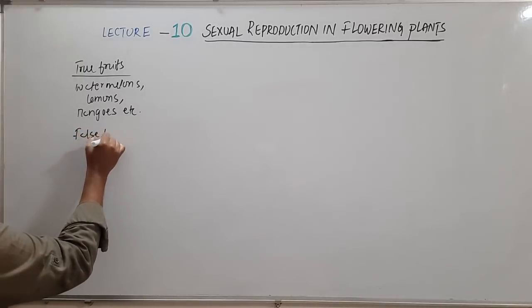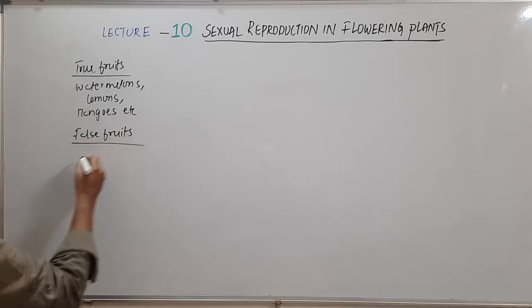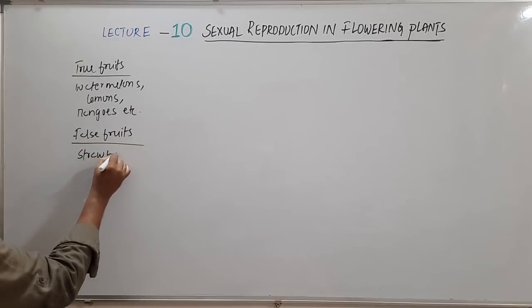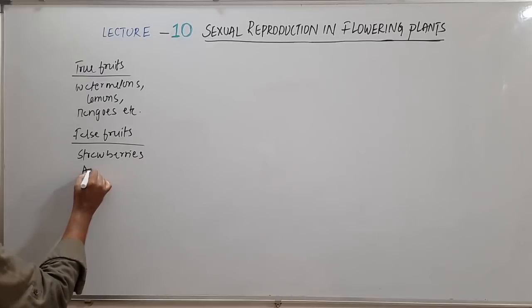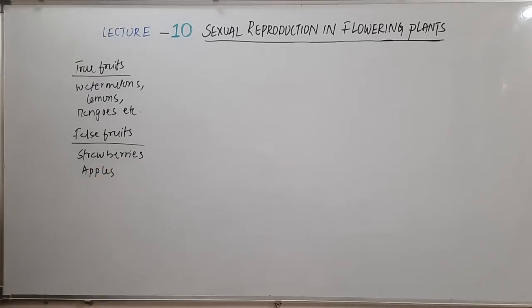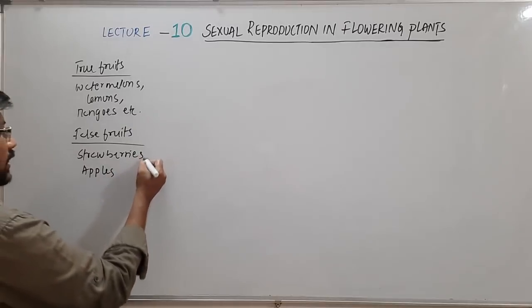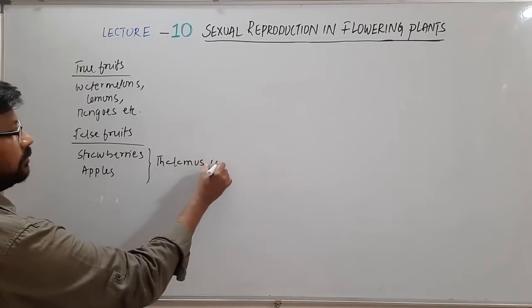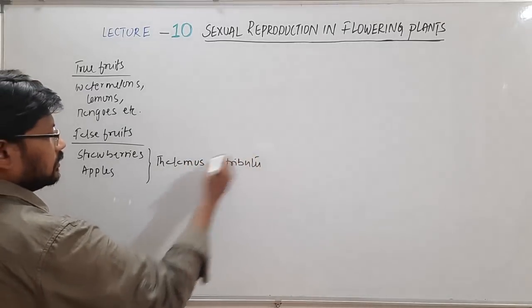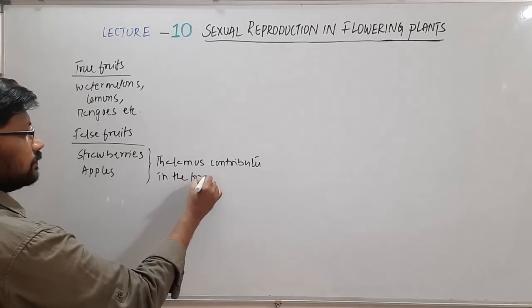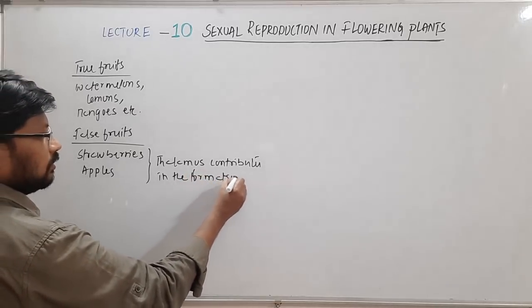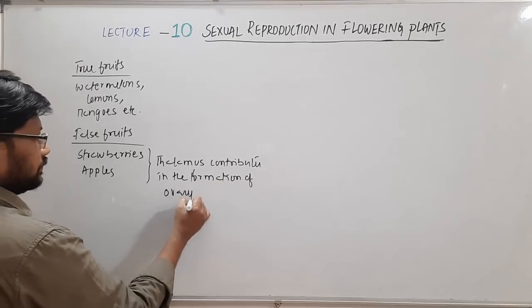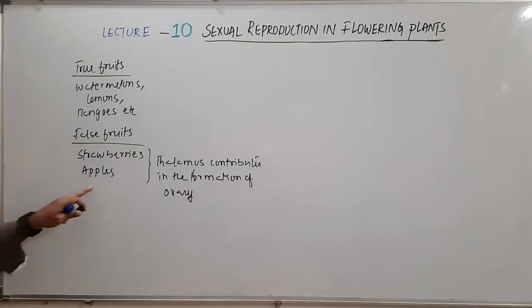For the false fruits I have also mentioned some examples, like strawberries and apples. As I mentioned, in strawberries and apples the thalamus contributes in the formation of the fruit, so those are called the false fruits.